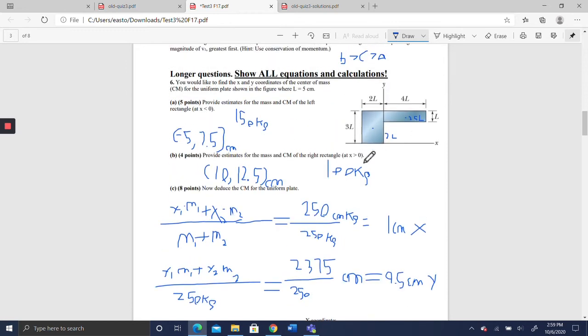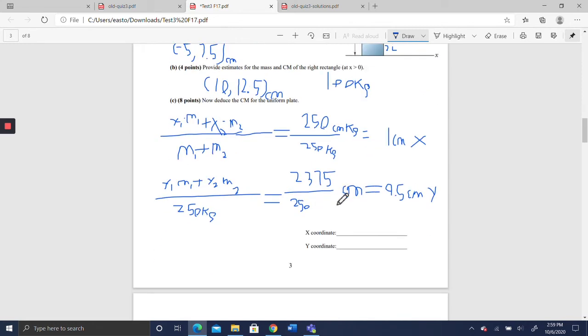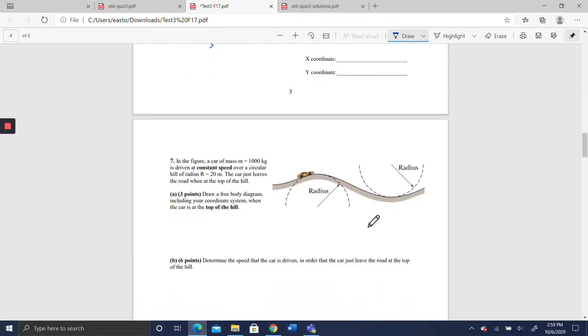Also, if they don't want mass, you can also replace these masses with area. So mass is approximately area. So if you don't feel comfortable doing mass, just do the area of each of these instead. That should get you the same result.